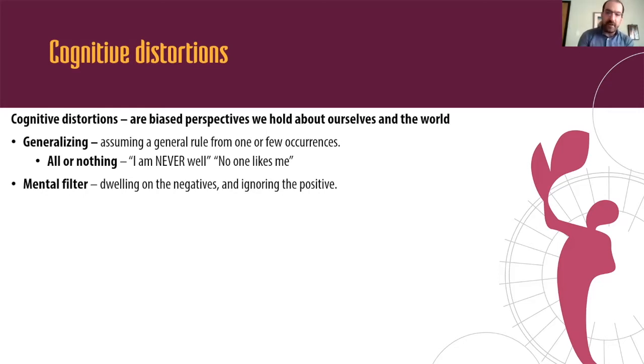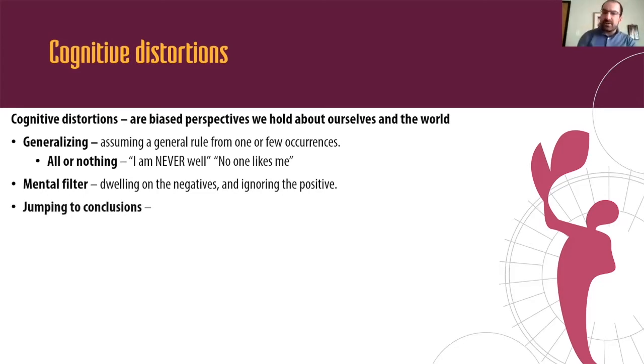So a mental filter is when we are putting a label on something, usually towards the negative, when we're discounting anything else that might be different or positive. So that's an example of a mental filter.